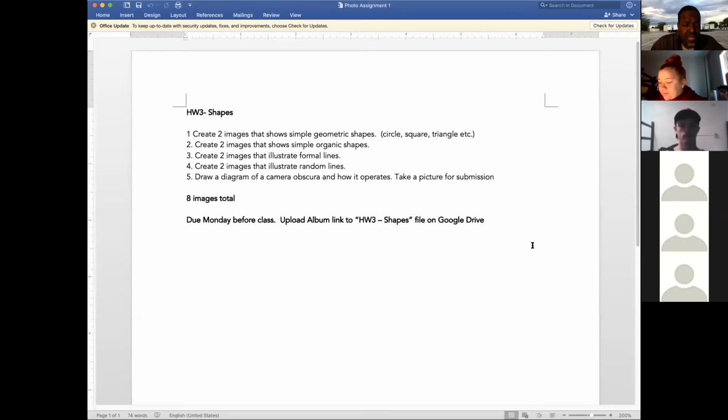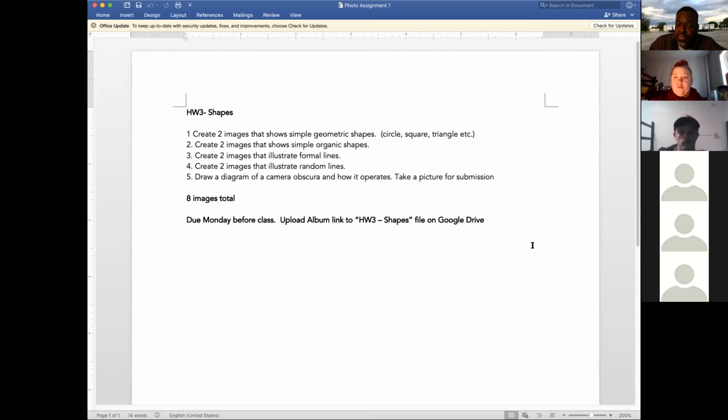You are going to create 2 images that show simple geometric shapes. Simple means square, circle, triangle. Those mathematical style shapes that can be made with straight lines. Circles aren't made with straight lines, but shapes that are mathematical in nature. You know what I'm saying? You're going to create 2 images of that in any way you want, digital, whatever camera you're using.